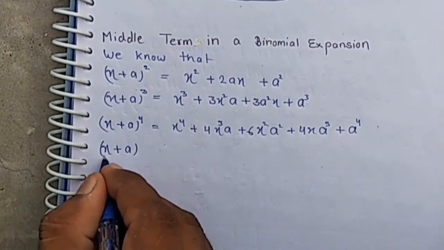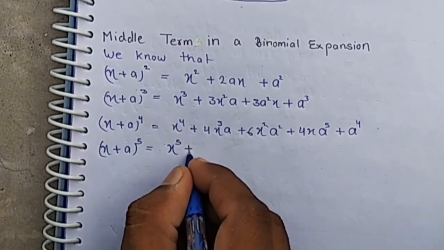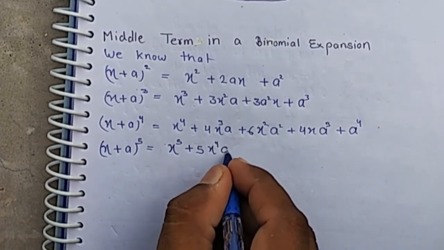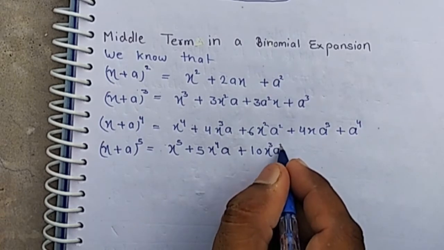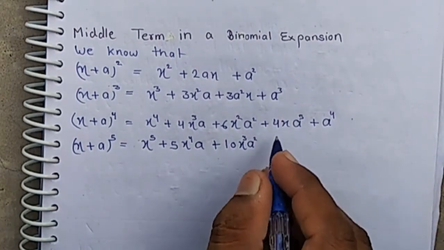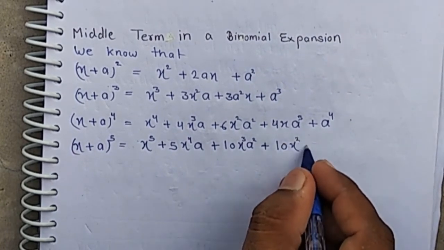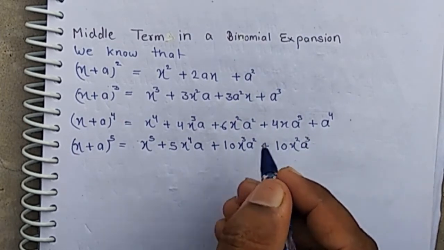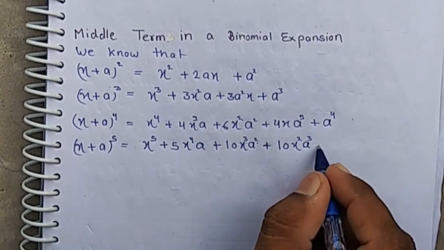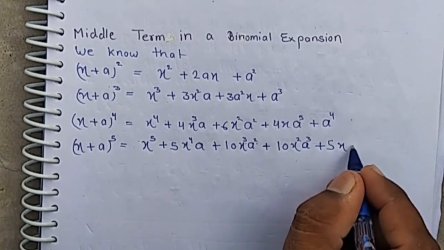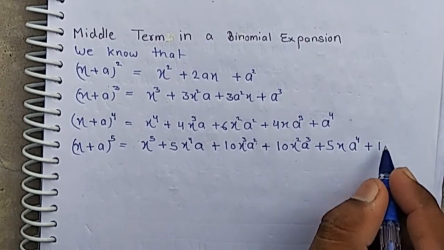(x + a)^5 equals x^5 + 5x^4 a + 10x^3 a^2 + 10x^2 a^3 + 5x a^4 + a^5.